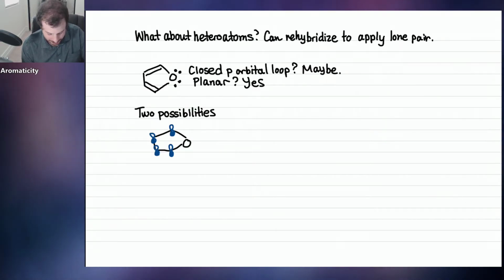Now, it's possible that the oxygen will stay sp3 hybridized. In that case, the lone pair electrons will be inside of sp3 orbitals, and those lone pairs will not be participating in resonance. Because remember, if those lone pairs want to participate in resonance, they have to be sp2. The other possibility is that the oxygen rehybridizes to become sp2. Let me draw our little diagram again.